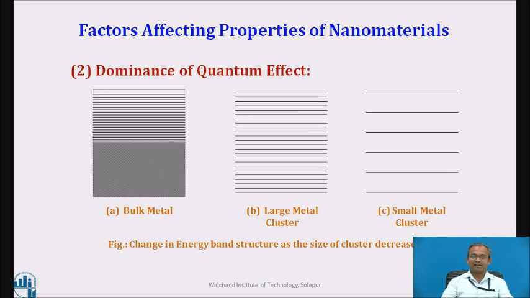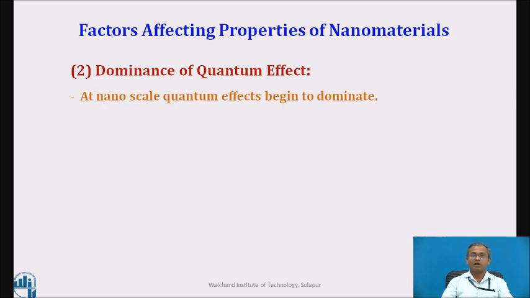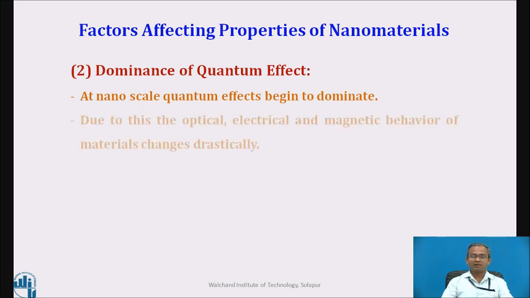Whereas in nanocrystals, there are discrete energy levels and the electrons in the nanocrystals are confined to particular energy levels. Due to this discretization of energy values of the electrons, quantum effect will begin to dominate. This dominance of quantum effect will give rise to drastic change in optical, electrical and magnetic behavior of the materials.